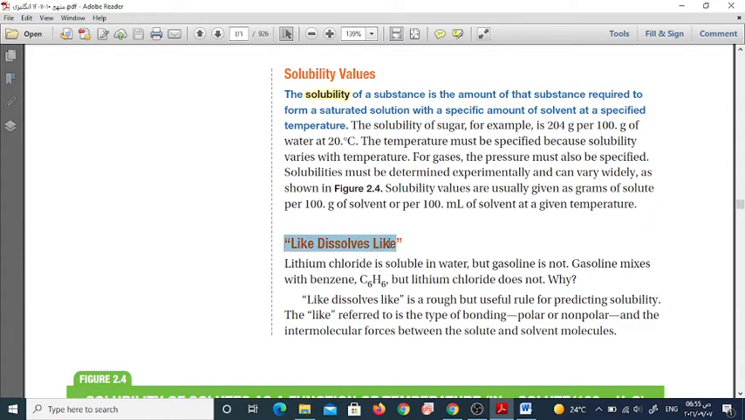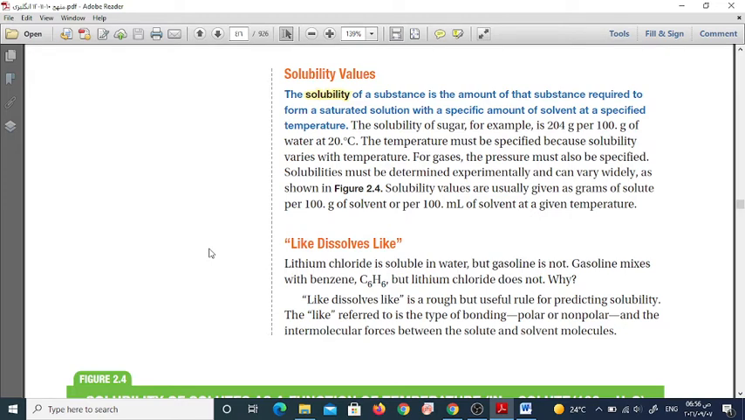Here we have an important term: like dissolves like. Like dissolves like means the polar molecule is dissolved in polar solvent, and the nonpolar molecules are dissolved in nonpolar solvents. For example, if you mix water with oil, they will separate into two phases, because the water is a polar molecule, but the gasoline or the oil is not a polar molecule, so they will not mix.